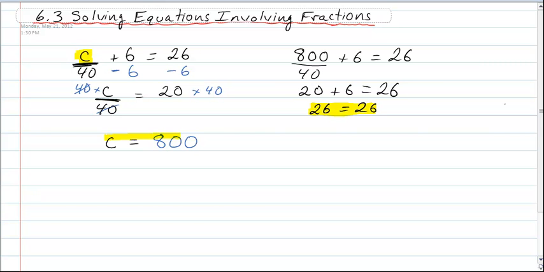So c equals 800, and that's the answer to that question. That's how you solve equations involving fractions.